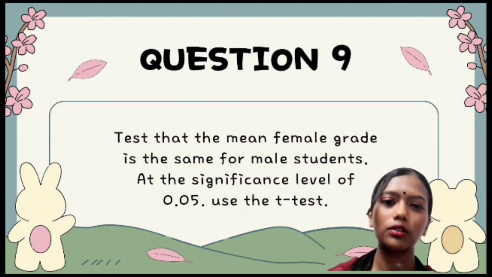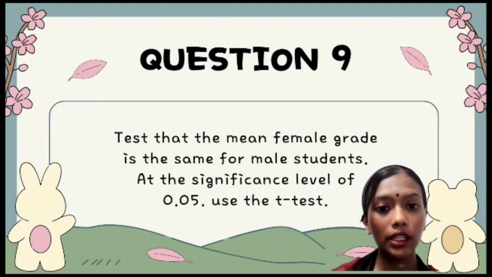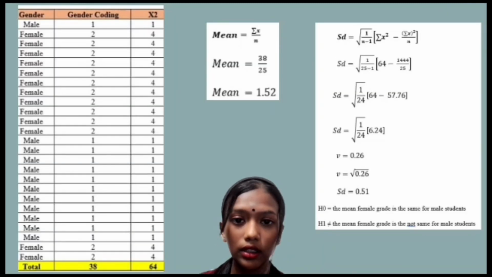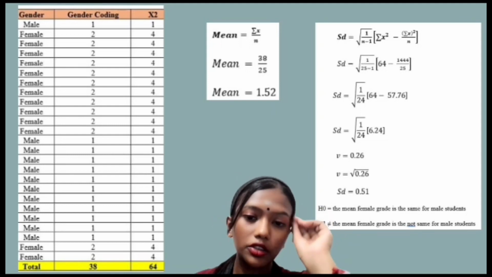Today I'm going to explain question 9. That is the test that the mean female grade is the same as the male students at the significance level of 0.05. Use the t-test. First, I will state the tables according to the genders, male and female.